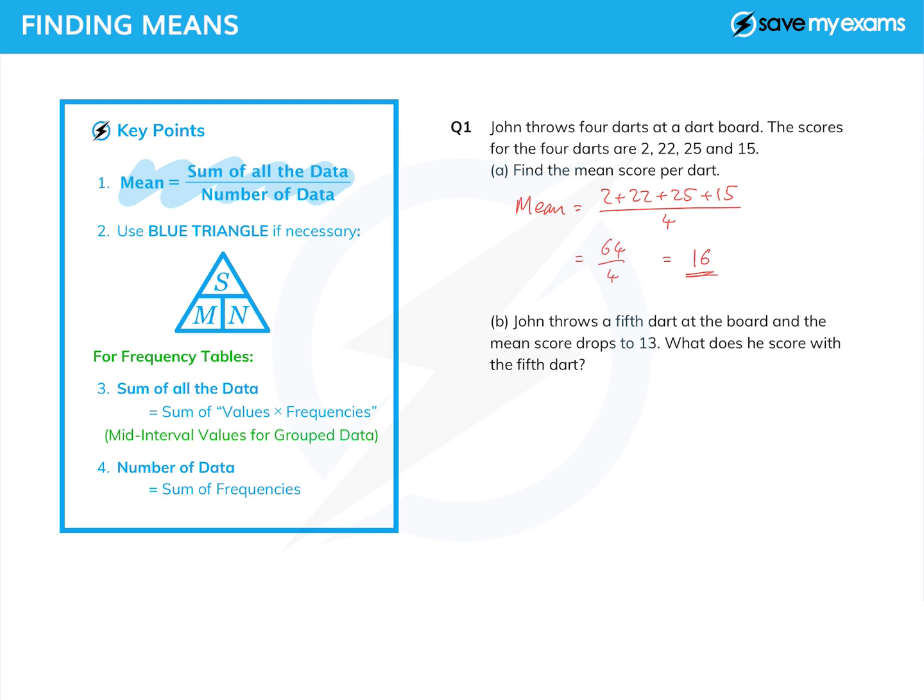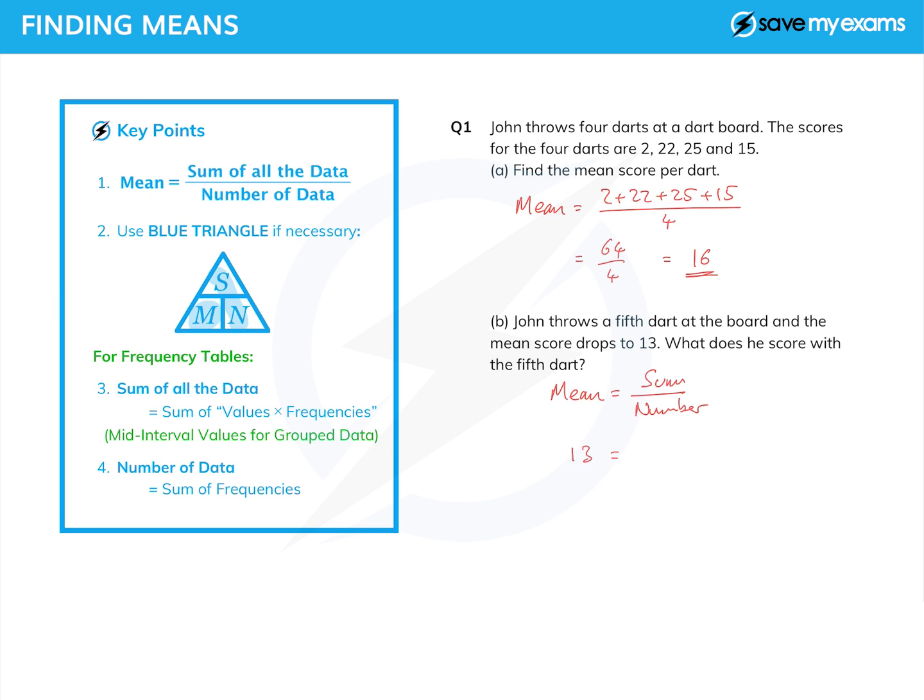We're then told that John throws a 5th dart at the board, and his mean score for all 5 darts drops to 13. What have we scored with the 5th dart? Well, we are going to need to rearrange the formula now, so we will use my blue triangle here, and we'll use the bit where it says mean is the sum over the number. Okay, so let's just write that down. So the mean is the sum of all the data over the number of bits of data. And in this case, we know the mean is 13. We don't know what the sum is. That's what we're trying to find.